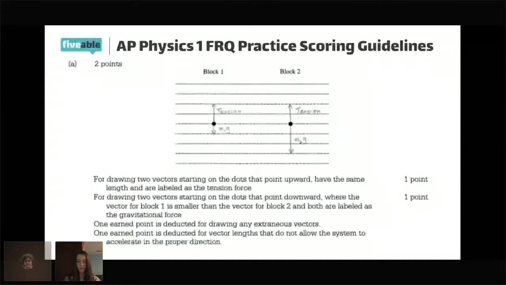Then it says one earned point is deducted for drawing any extraneous vectors. The only thing I could see is maybe drawing a force of air resistance. They are moving, but that doesn't matter. Again, no extraneous vectors. Just do what the problem asks you to. It also says one point is deducted for vector lengths that do not allow the system to accelerate in the proper direction. So what that's saying is if you drew m1g as greater than m2g, then it would accelerate in the wrong direction. So you do need that requirement there.